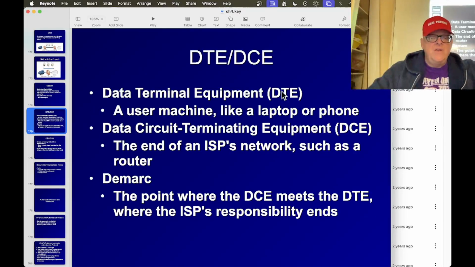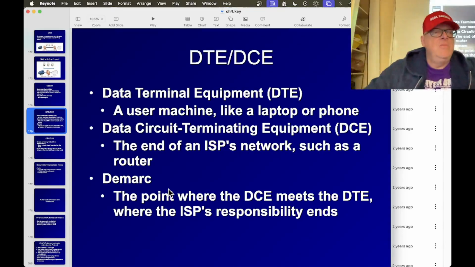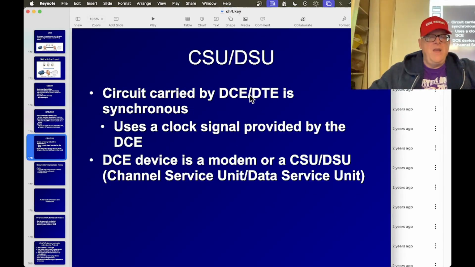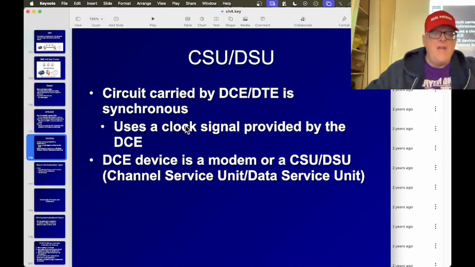So DTEs are data terminal equipment. Data circuit terminating equipment is at the ISP's network. And the DMARC is the point where the ISP's responsibility ends, and all the wiring beyond that point is the responsibility of the local client. So the circuit carried by this is synchronous using a clock signal. And so this is not true of a normal local area network. This is true of your connection to the internet if you have something like a T1 line. You have this synchronous signal, and you have to have the clock synchronized at both ends.